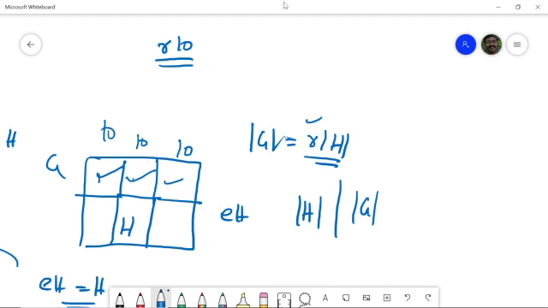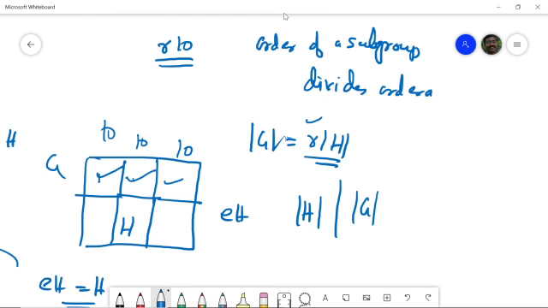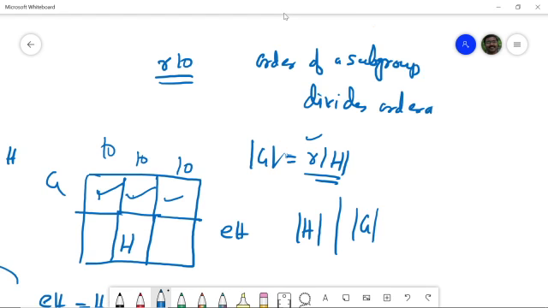So what you get here is that the order of a subgroup divides the order of a group. Order of a subgroup divides the order of a group. So this is an important result here. This result is called Lagrange's theorem. So the order of a subgroup divides the order of a group.